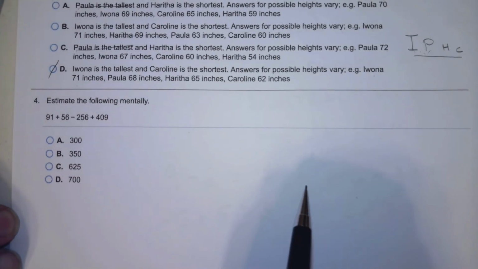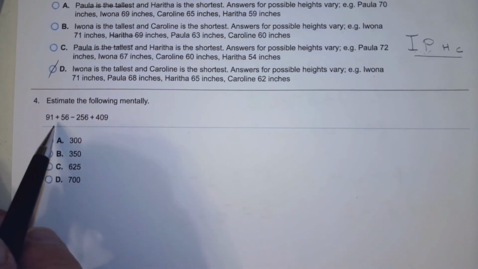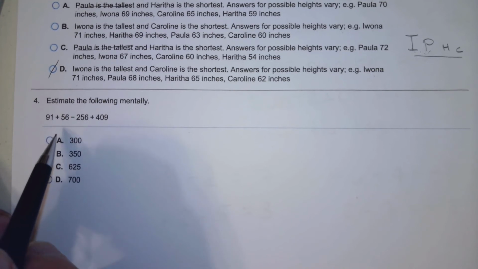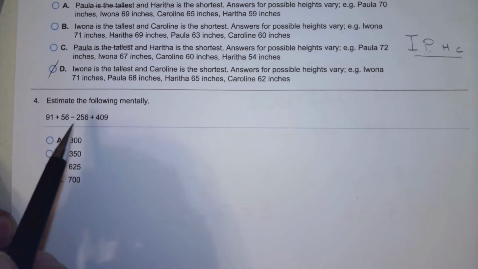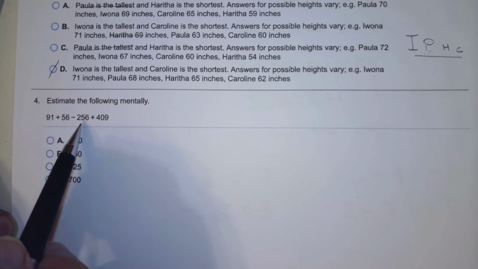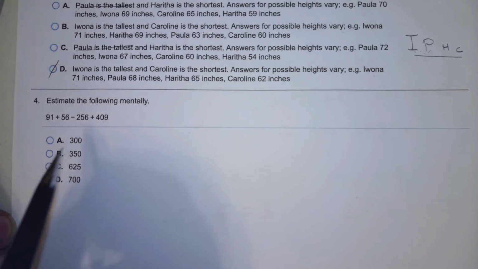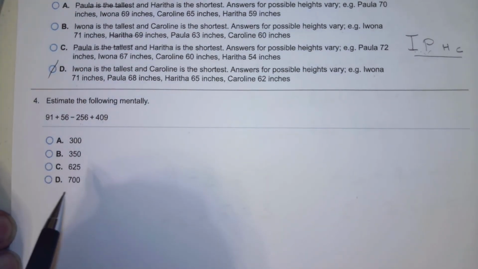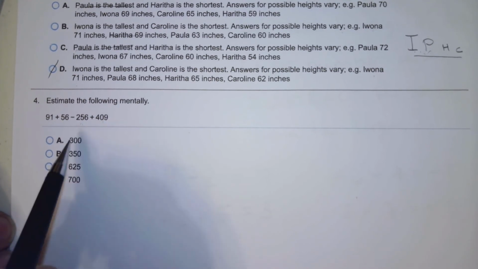Estimate the following mentally, which means don't write it down, okay? So, it's 90 plus 60, round it up. 90 plus 60 is 150. Minus 250, that's a negative 100. Plus 400. So negative 100 plus 400 is 400 minus 100, 300.